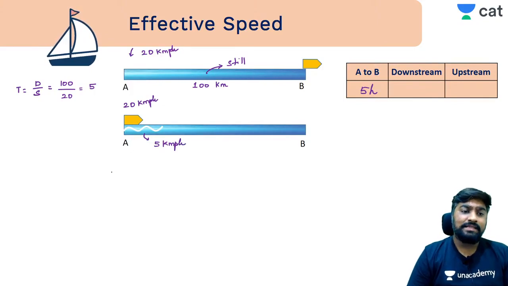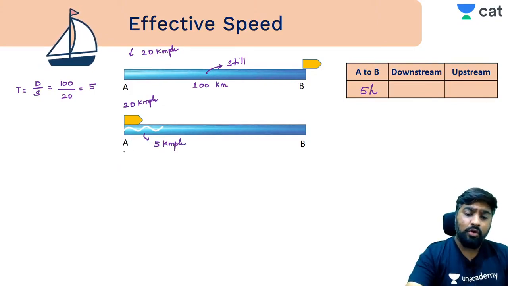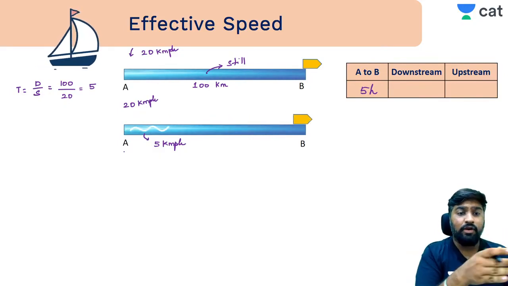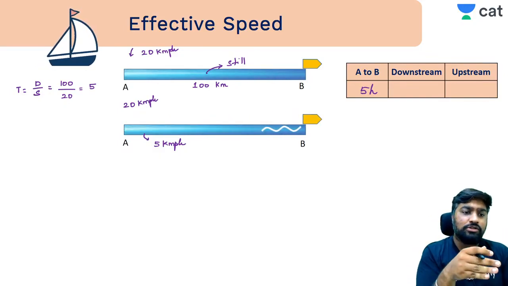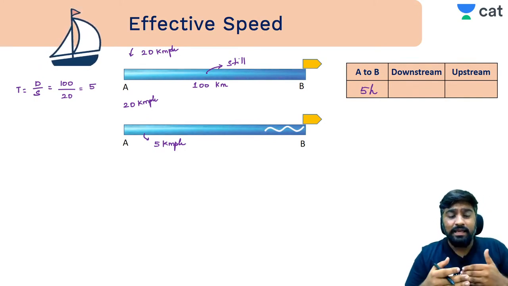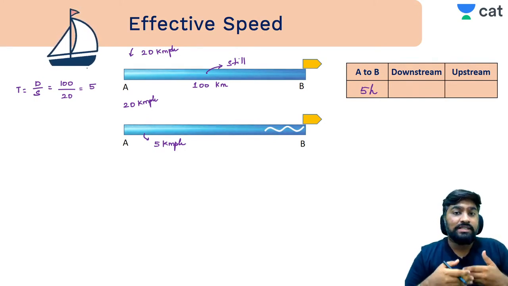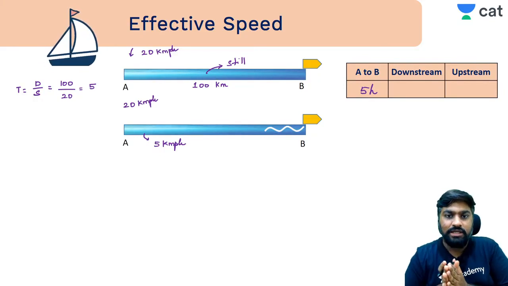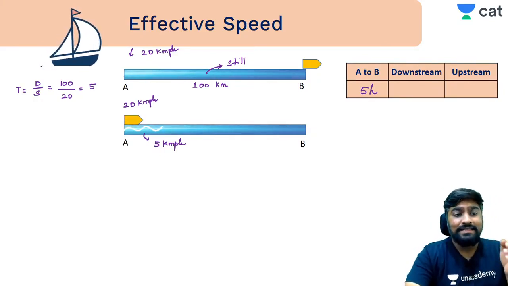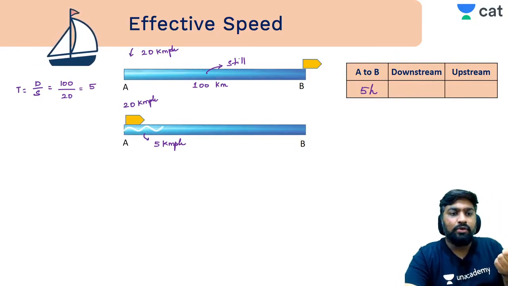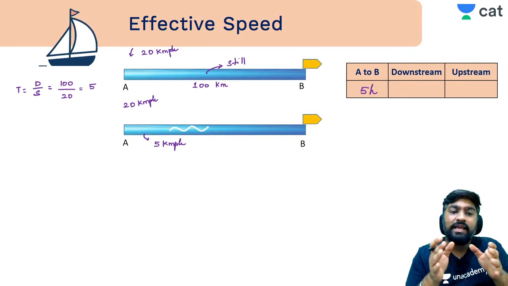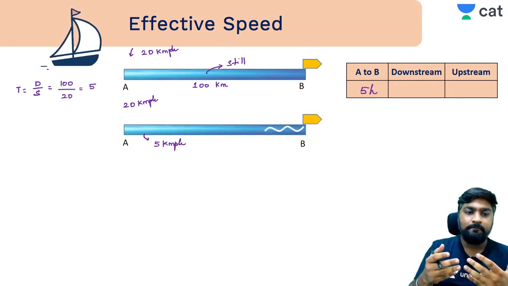Now what happens in this situation? When the boat is moving along with the water, right? If the water is moving from A to B and the boat also has to move from A to B, that means the water speed is actually contributing towards the boat reaching the other point. Do you agree with that? So what happens in this case? Since the water is supporting the boat, that basically means the work will get done faster. The distance will be covered faster. Do you agree with that?